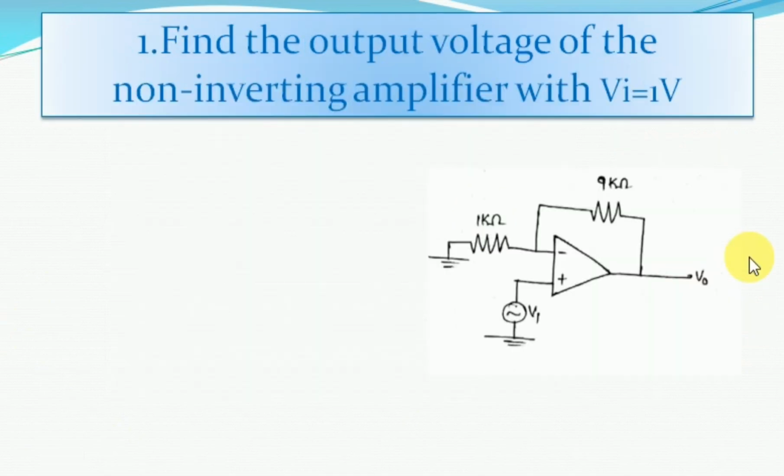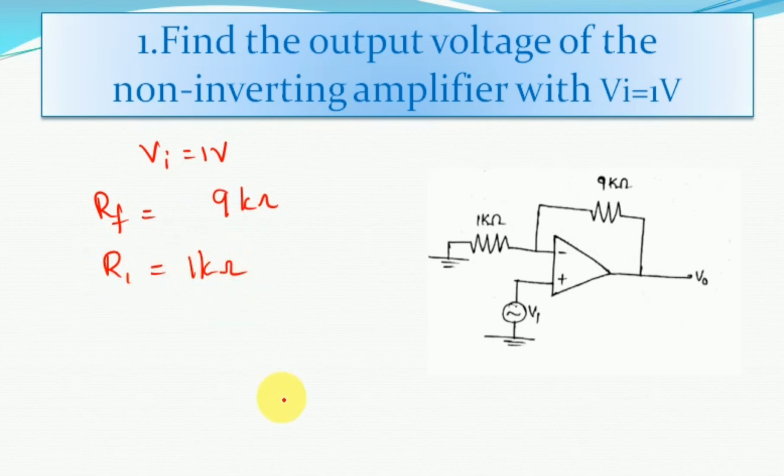Now let us see the first problem. They have given that we have to find the output voltage of the non-inverting amplifier with the input voltage Vi as 1 volt. This circuit looks like the non-inverting amplifier circuit. Here they have given the input voltage Vi as 1 volt, the feedback resistance Rf as 9 kilo ohms and the resistor R1 as 1 kilo ohm.